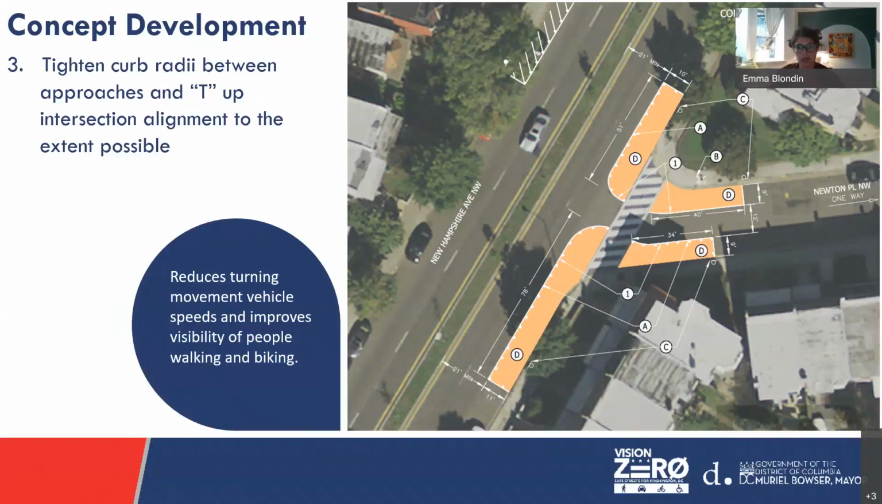And where possible, we're tightening the curb radii between approaches to slow vehicles and teeing up intersections to get them as close to a 90-degree angle as possible. This again helps slow vehicles, but it also increases visibility between approaches. So, when a vehicle is turning right, they can see the cyclists and/or pedestrians that are crossing that crosswalk as they go.